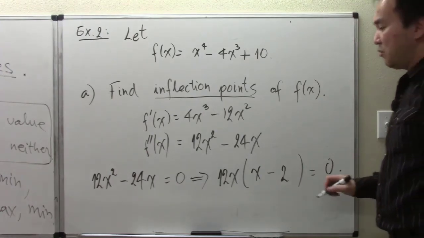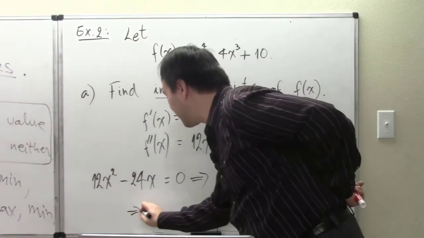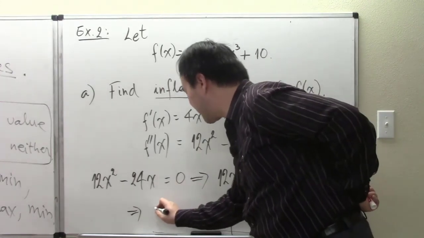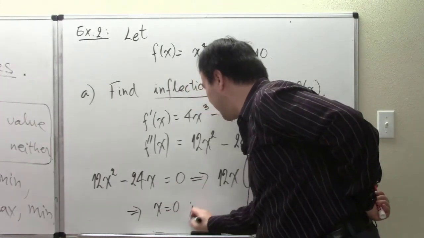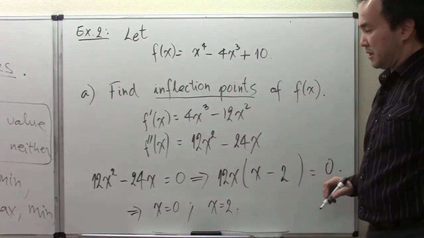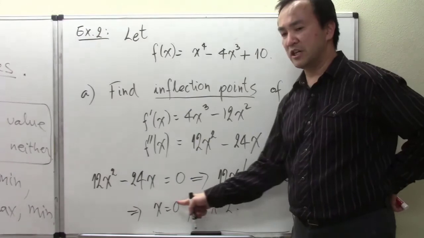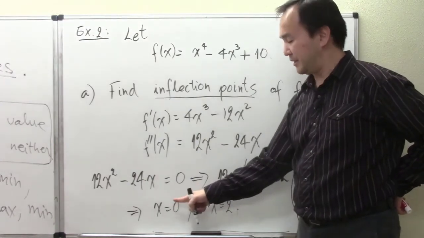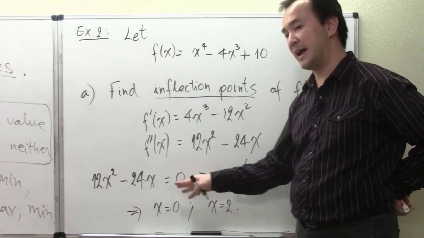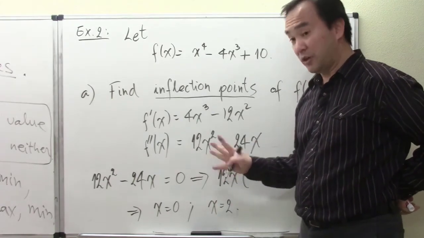Now we're going to solve for two solutions. This equation produced two solutions for us: x equals 0 is one of them, and x equals 2 is the other one. But these are not the inflection points. These are the x values where the inflection points happen on the graph. But we're close. We're very close.